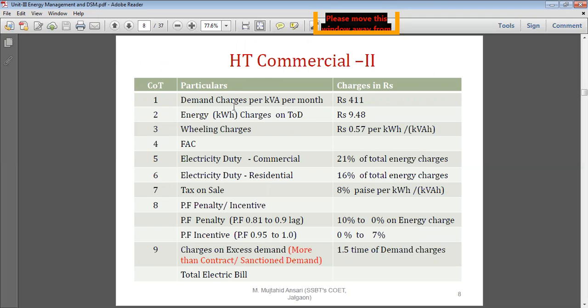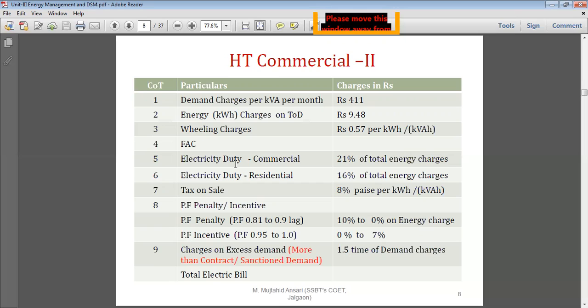There are different types of tariffs. In the HT, there are commercial, industrial, and then government and non-government sectors. Demand charges presently are 411 per kVA. Energy charges are 9.41 per kWh. Billing charges are 0.57 per kWh. Nowadays it depends upon the kVAh billing, which we will see one by one.